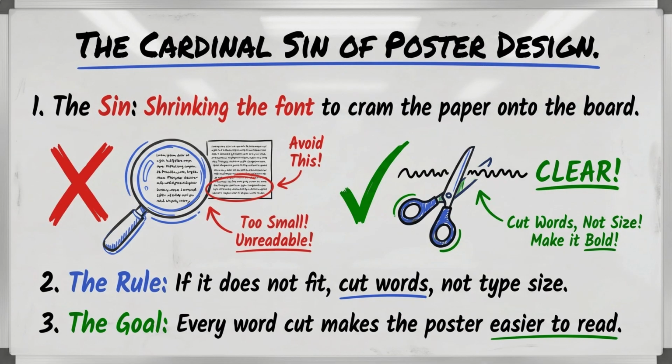The cardinal sin of poster design is shrinking your font to cram in more words. This is a common mistake and it instantly makes your poster unreadable. When you shrink the font, you're essentially telling your audience that your content isn't important enough to be easily seen. Think of the squint test. If a 60-year-old lab director has to squint or step within 12 inches of the board to read your methodology, they will just keep walking.